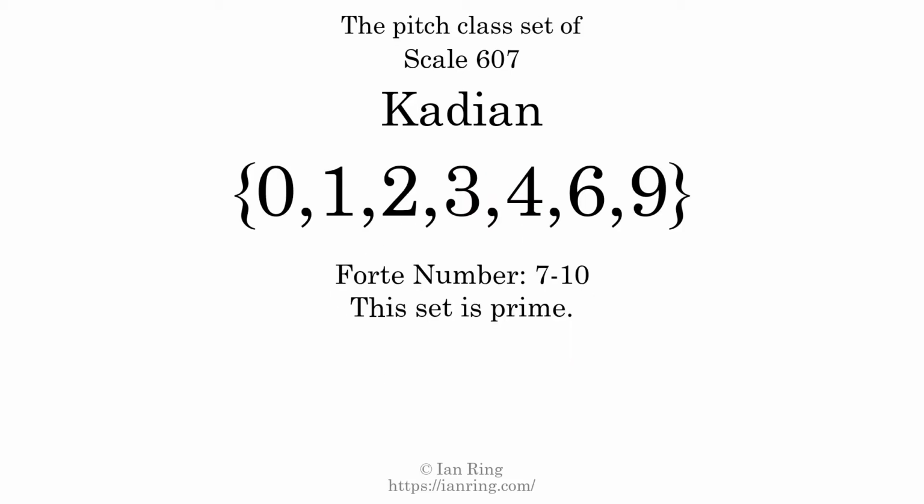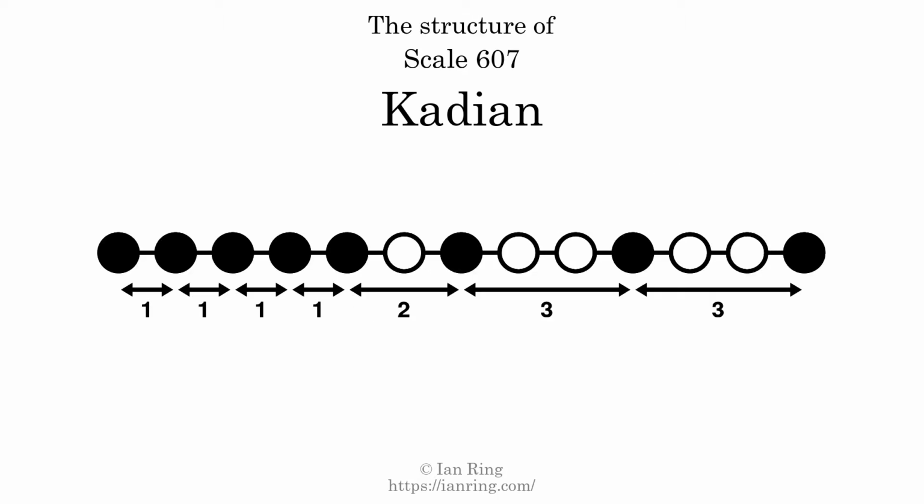The pitch class set for this scale is 0, 1, 2, 3, 4, 6, 9. The forte class is 7, 10. This set is prime. The structure of a scale is a description of the interval distance between each successive tone. This scale has a structure of 1 1 1 1 2 3 3.